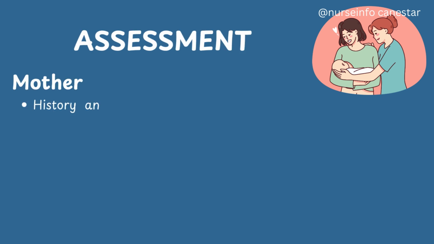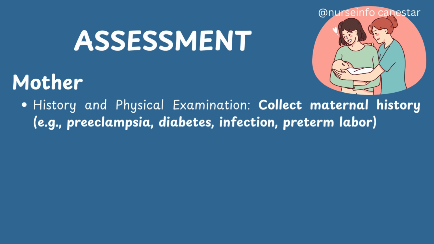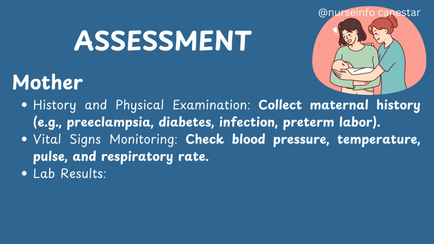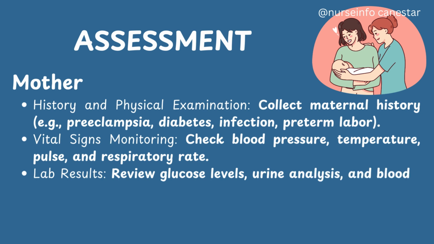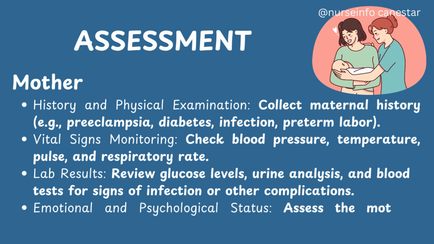Assessment. Mother. History and physical examination. Collect maternal history, e.g., preeclampsia, diabetes, infection, preterm labor. Vital signs monitoring. Check blood pressure, temperature, pulse, and respiratory rate. Lab results. Review glucose levels, urine analysis, and blood tests for signs of infection or other complications. Emotional and psychological status. Assess the mother's mental health, emotional support, and coping abilities.